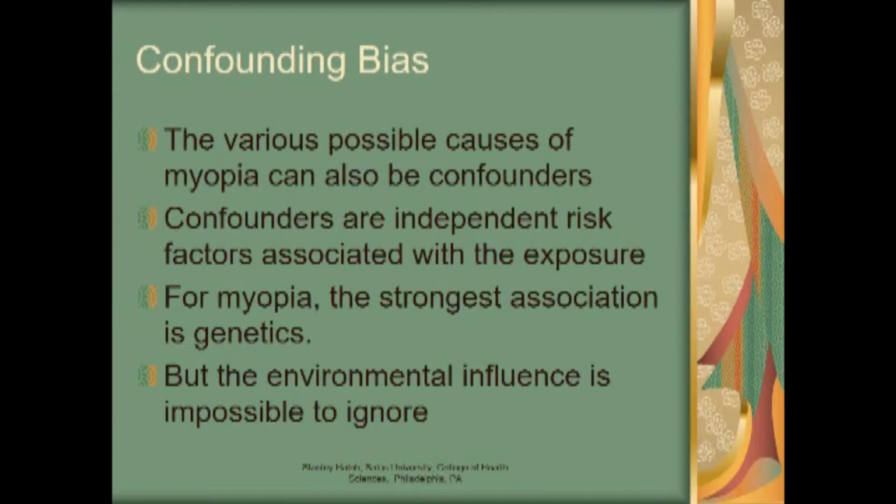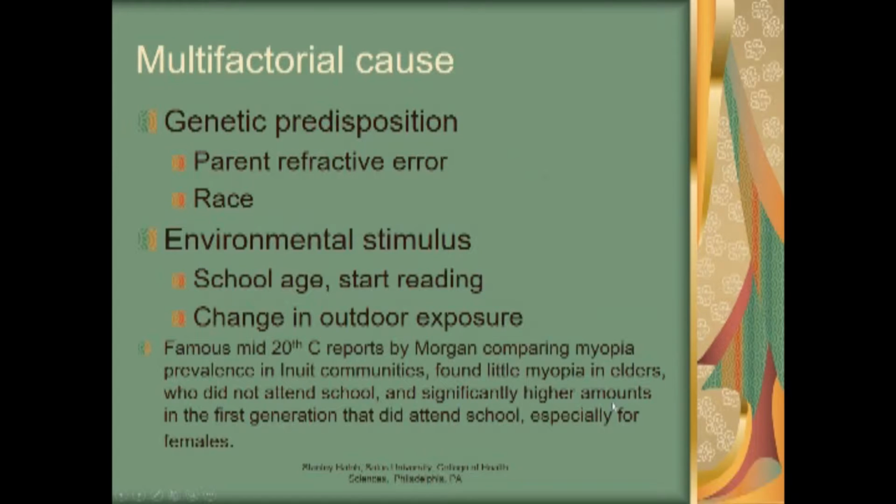For myopia, the strongest association is genetics, but the environmental influence is impossible to ignore. What I tell my patients who ask, well, how did I get nearsighted, or did I get my nearsightedness from you? I say, well, myopia is caused by a genetic predisposition and stimulated by the environmental influence of reading and near work. And there you have it.